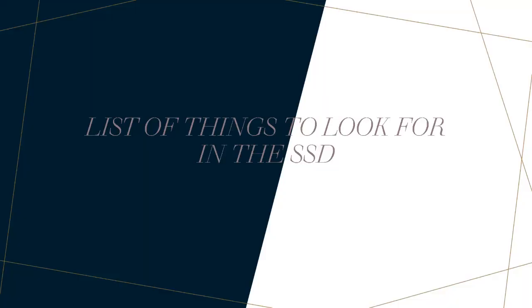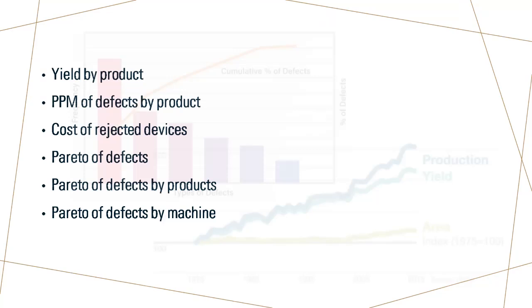List of things to look for in the DSS. So we have the yield of the product, ppm of defects by product. We need to look for the cost of rejected devices also, Pareto of defects by product, and Pareto of defects by machine. And this is the needed information in order to make decisions for the management on which issue or item they should prioritize in order to improve the production line performance.